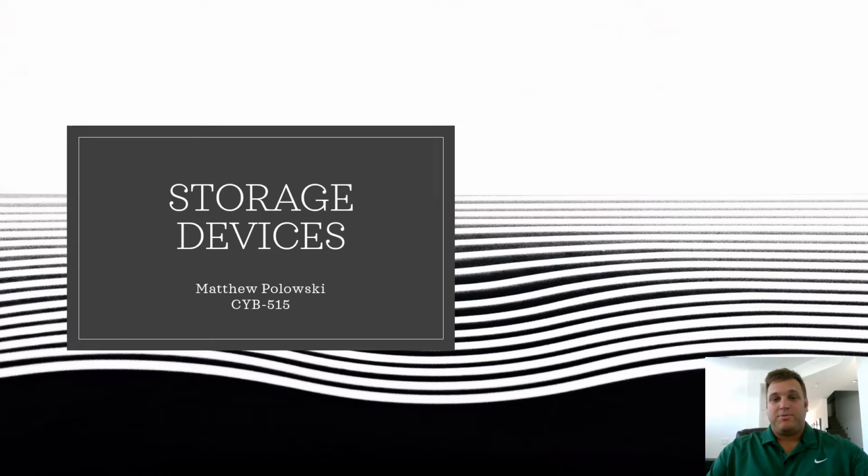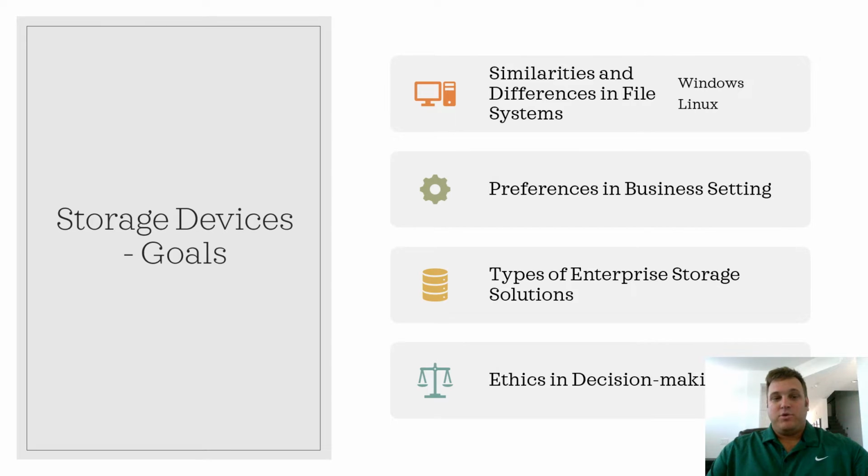I'm from GCU's cybersecurity program, and I want to talk briefly about file systems and storage devices. The points I'll be discussing are the similarities and differences in Windows and Linux file systems and a preference in a business setting, two types of enterprise storage solutions, and the ethical decision-making process when choosing a storage solution.